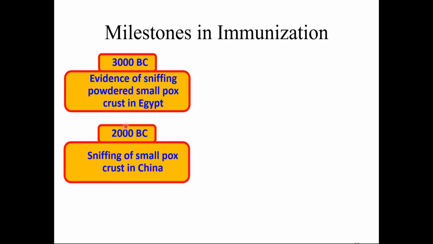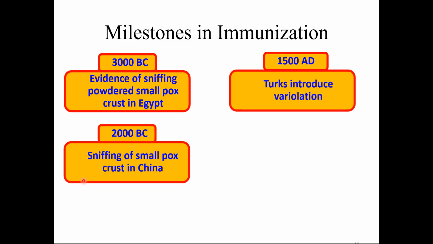It was not called vaccination at that time. Chinese came up with the same practice almost 4,000 years ago. But Ottoman Turks came up with a better one. Instead of sniffing it, they were putting the crust at the surface of the skin. They were taking the powder, adding some water to it, then putting it at the surface of the skin and scratching it. Don't do that. This is too dangerous. You might die.